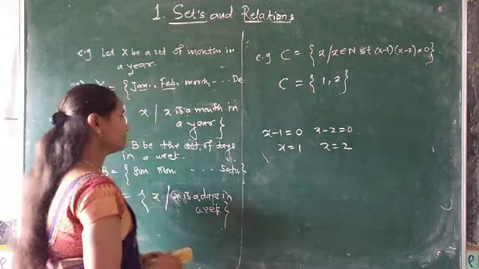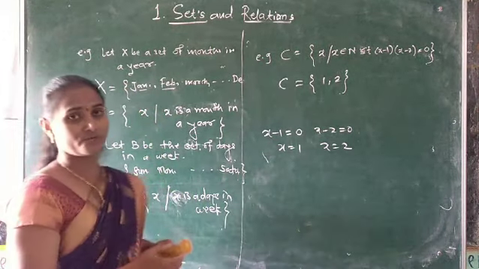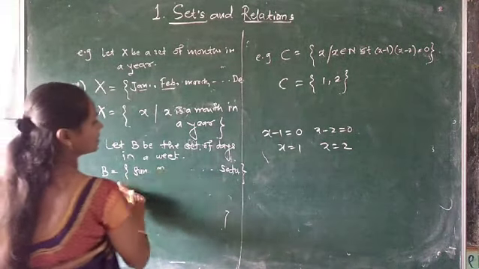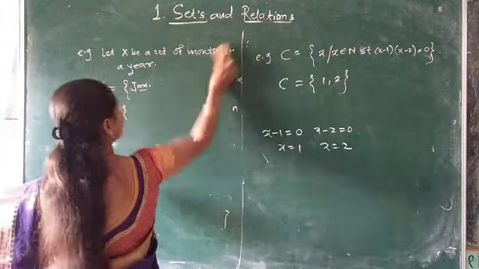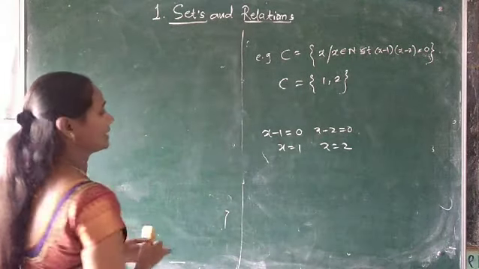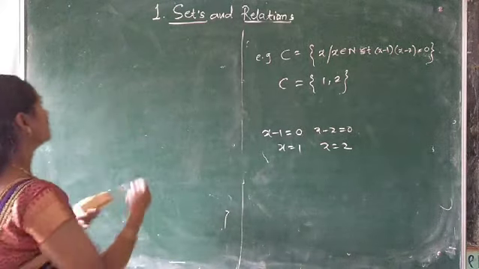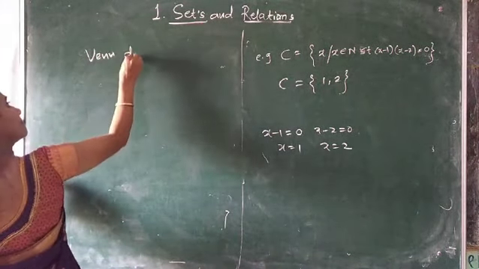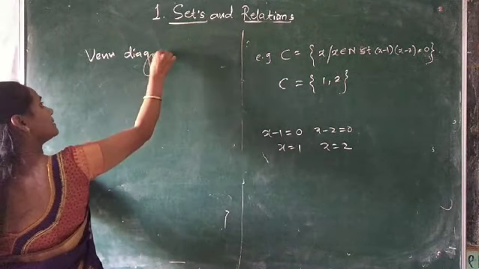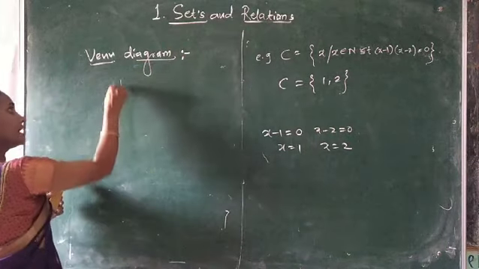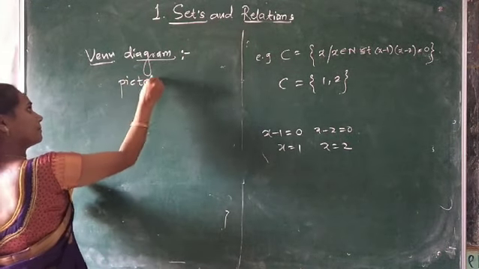Now this is about representation of a set. Now next point is there, Venn diagram. So what is meant by Venn diagram? Venn diagram, the concept is developed by the scientist Venn. So by this name, Venn diagram. So what is meant by Venn diagram? Venn diagram is a pictorial representation of a set.